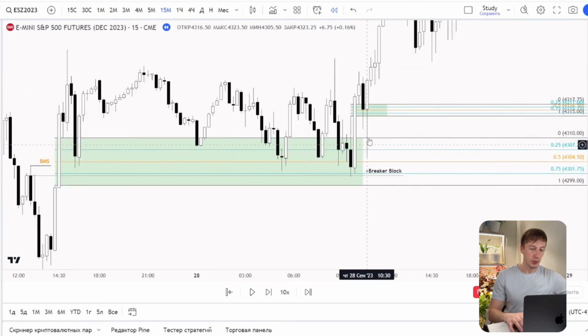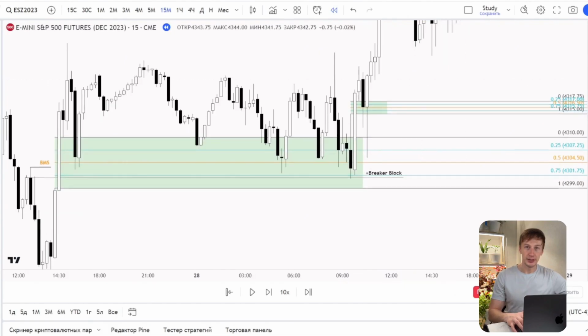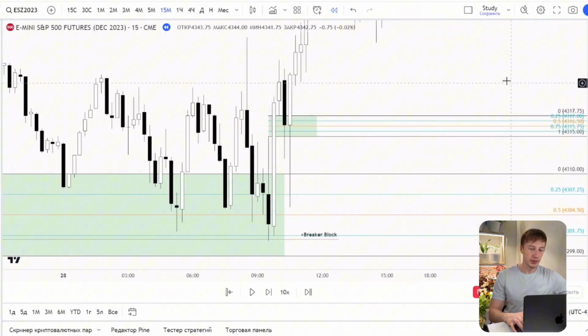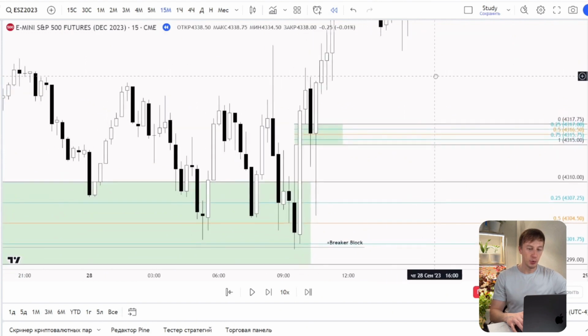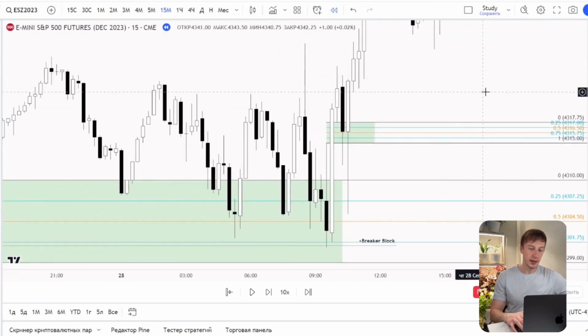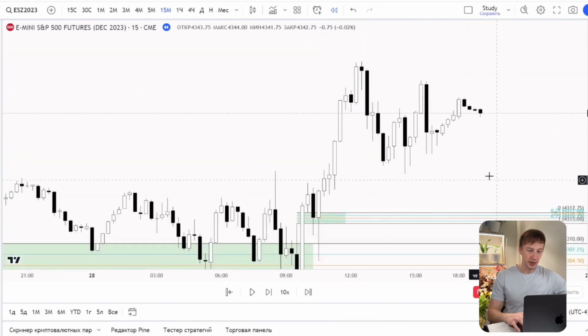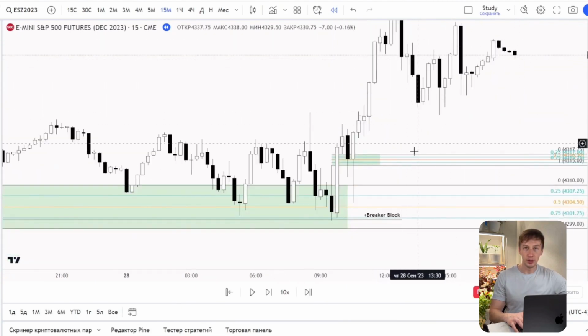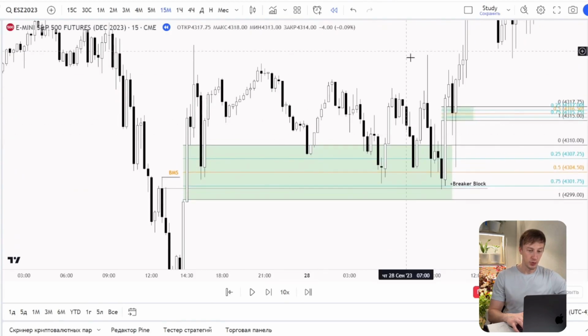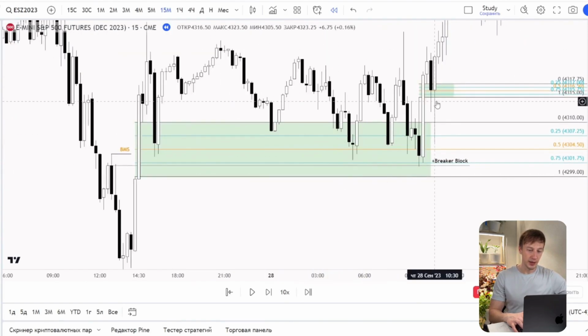Here we once again reached the 0.25 level. That is, the price exited the imbalance, then returned to it, stopped exactly at the 0.25 level, and after that moved upward impulsively. And the 0.25 level also gives us a signal that we are in a strong bearish order flow, and it is more likely that the price will move quickly and impulsively upward, as happened in this example.